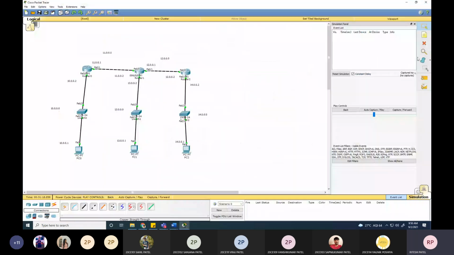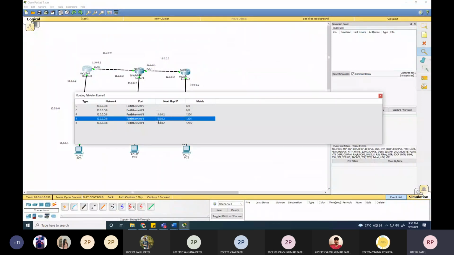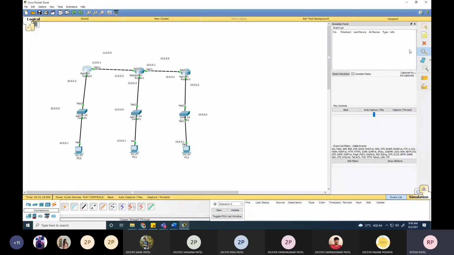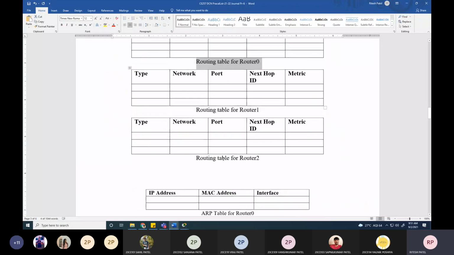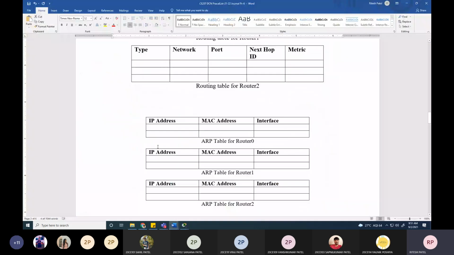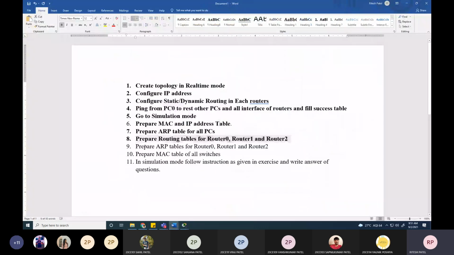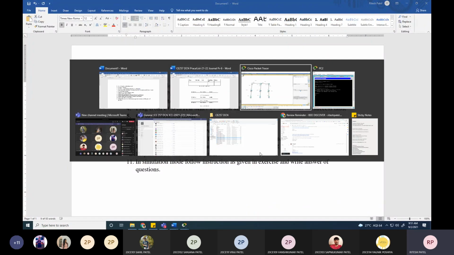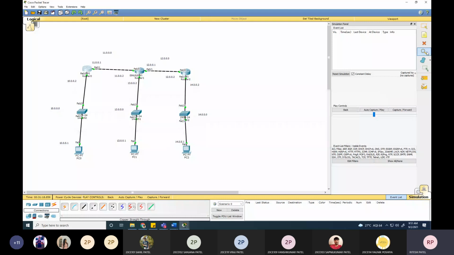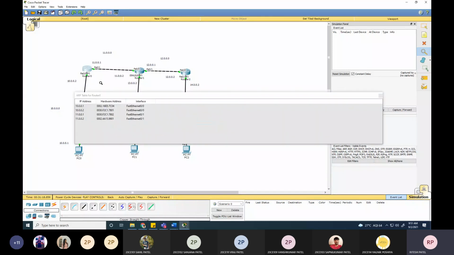How can we see the routing table? Just take this and click on the routing table. You can get this routing table, and you have to type it. Then prepare the ARP table for routers 0, 1 and 2. I intentionally put this question because you must know that routers 0, 1 and 2 are also having an ARP table. So how to get the ARP table? Click the magnifier glass, click over here and you will get the ARP table.